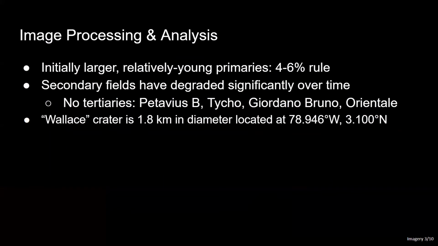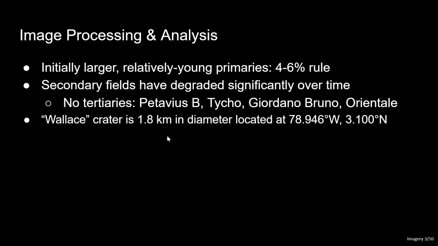Okay, so initially I looked around larger, relatively young primaries, thinking about that 4 to 6% rule. If we're taking 6% of 6%, if you have a bigger primary, you're more likely able to see those tertiaries. But even on the relatively young large basins, including Petavius B, Tycho, Giordano Bruno, and Oriental, their secondary fields have degraded significantly over time. So we didn't really find anything. So then Kelsey stumbled upon this article, well, really just a blog post from LROC that said, whoa, look at this fresh crater. And we were like, yes, we will look at that fresh crater.